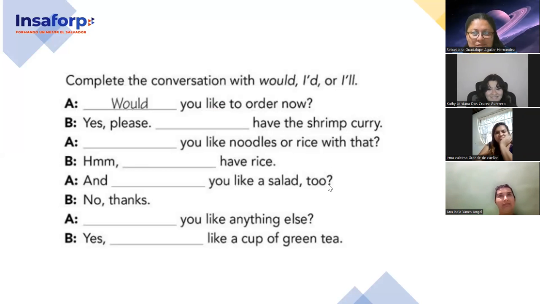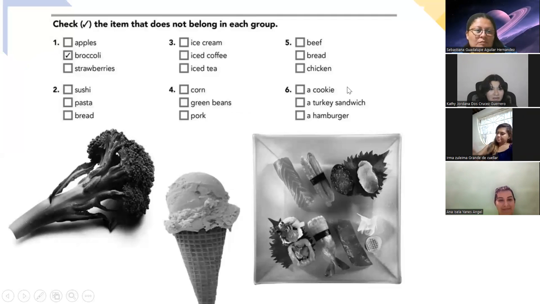Okay. Let's continue with another exercise in here. Let me see. Here. Ah, look at this one. Tell me, please, Kathy, what is the name of this vegetable here? Broccoli. Oh, broccoli. Okay. Very good. What is the name of this product here, Kathy? An ice cream. And what is this thing? Sushi. Sushi, right? Which one do you prefer, Kathy? Broccoli, ice cream, or sushi?